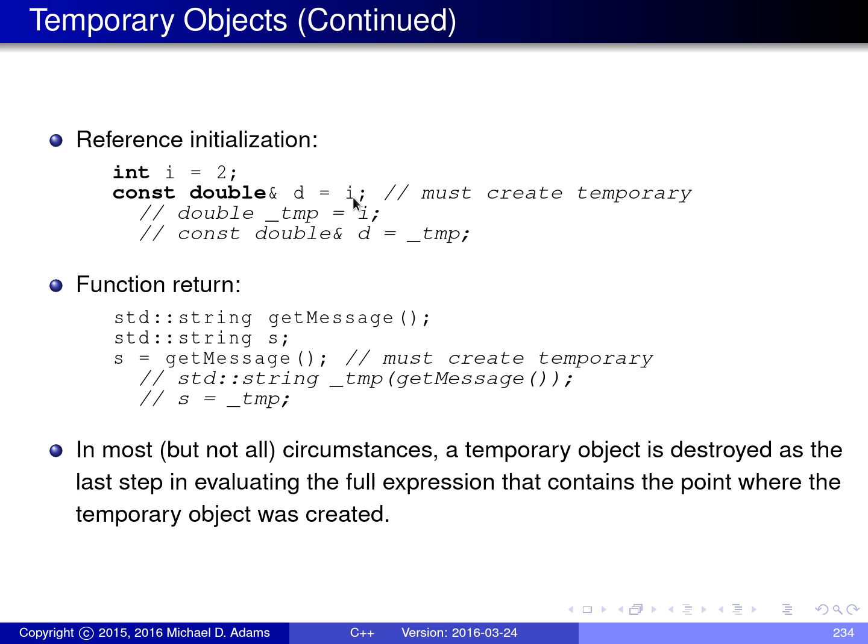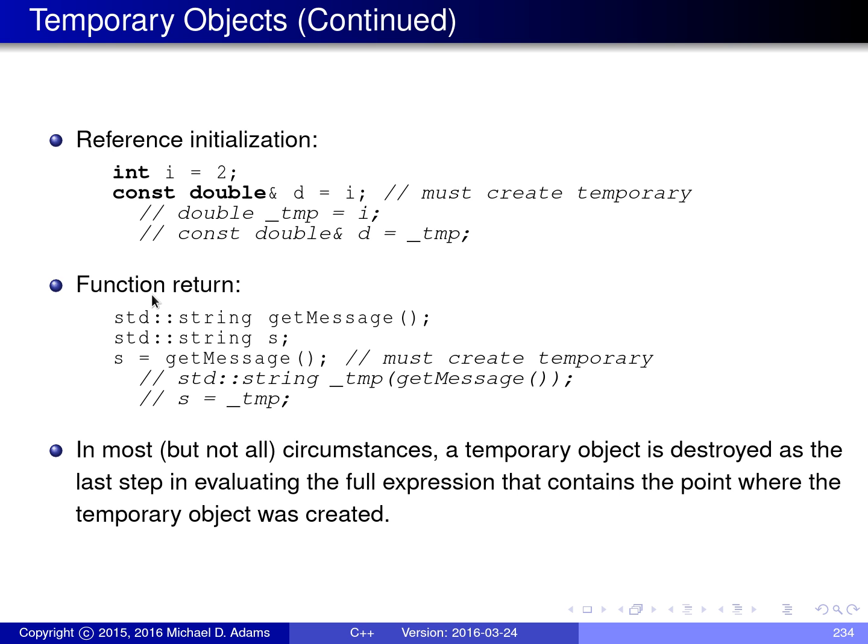So the compiler will create a temporary object, which I've denoted by _temp here, and initialize its value to i. The value of 2 that's stored in i is going to be propagated into this variable, except it will now become a double value. And then the compiler will take the reference d and bind it to this temporary object.